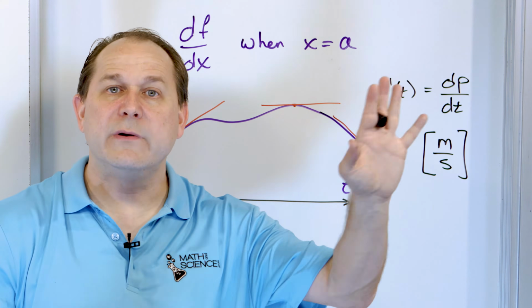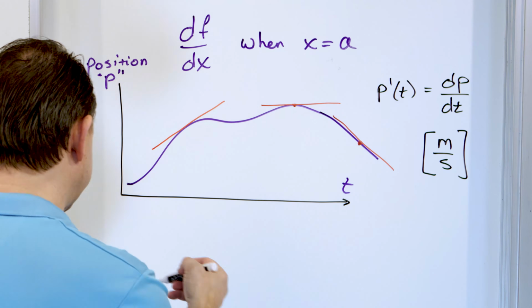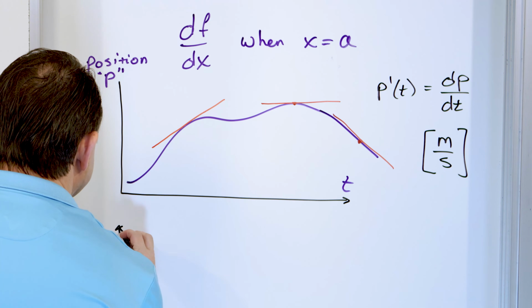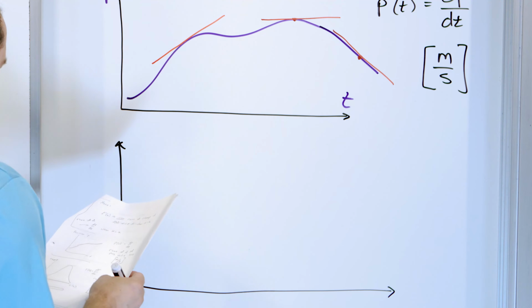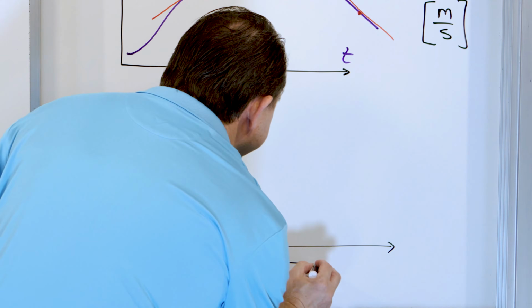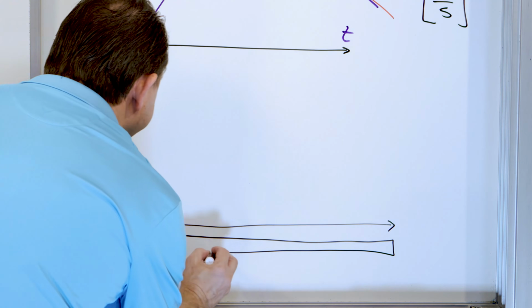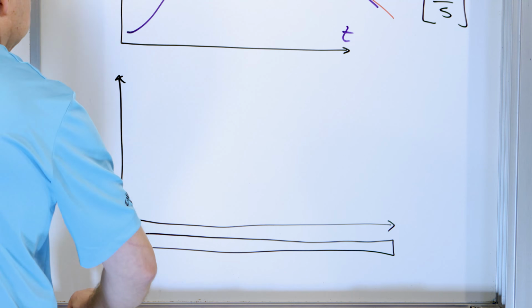But let me give you an example that doesn't involve distance and time and velocity, just to kind of bring it home before we close this little section out. What if I have a bar? So I'm going to draw the bar like a physical bar of metal or something like that under here. You could think of this like a meter stick being like a bar or something.